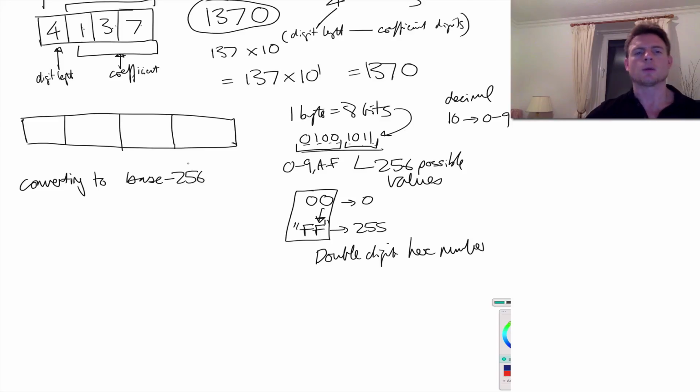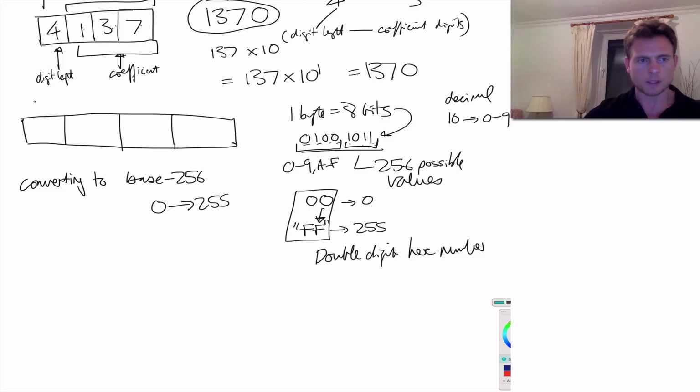So base 10 is what we're used to, base 2 is binary, and base 256 means we're in a counting system where we count up from 0 to 255 in one particular column before we carry over. I know I'm going into quite a lot of depth here, but if it's not clear, please leave questions below and I will clarify it.